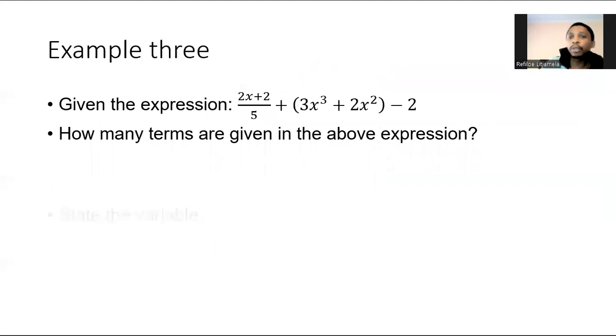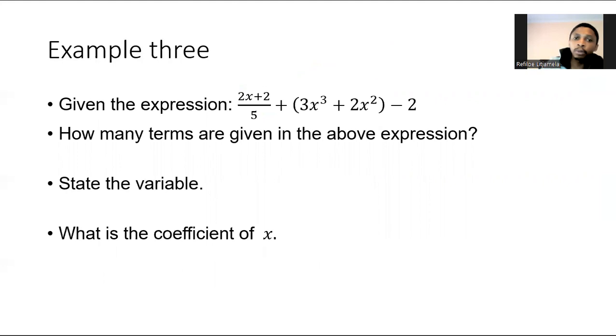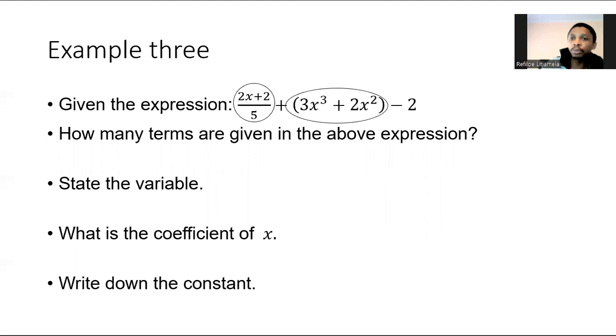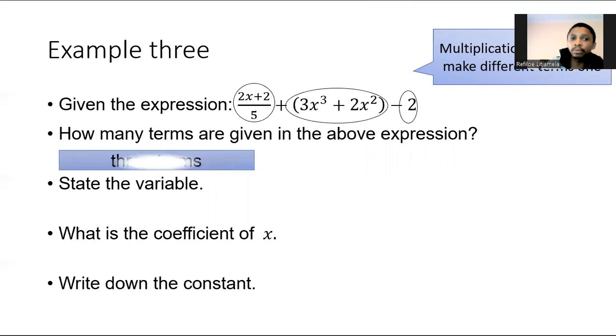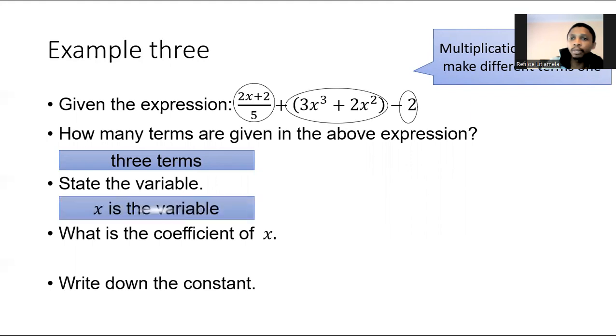How many terms are in this fraction? State the variable and what is the coefficient of x. How many terms? Remember, terms linked by division or brackets are considered to be one term. So we're going to have 1, 2, and 3 terms. What is the variable? The variable is x. Now, what is the coefficient of x?